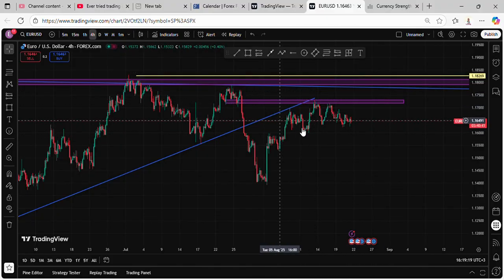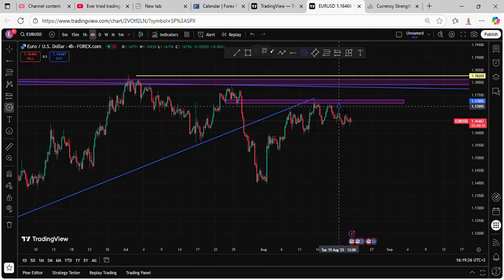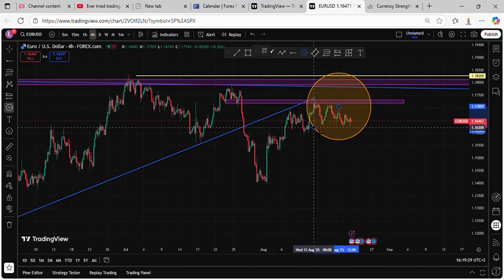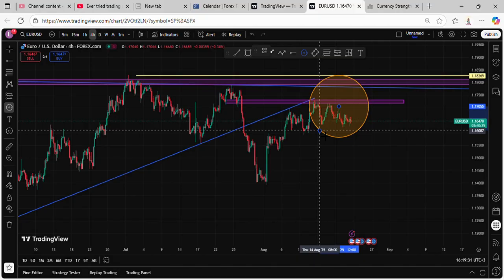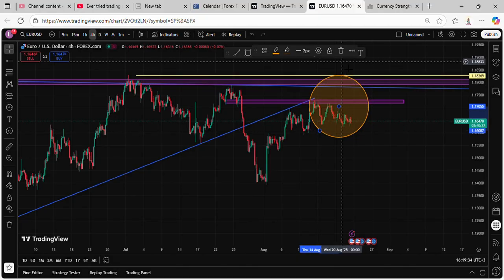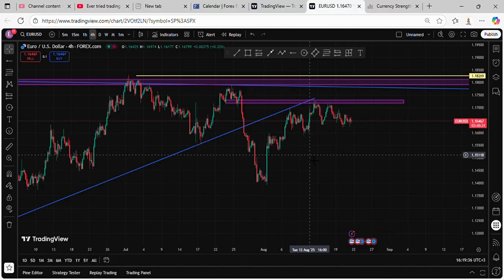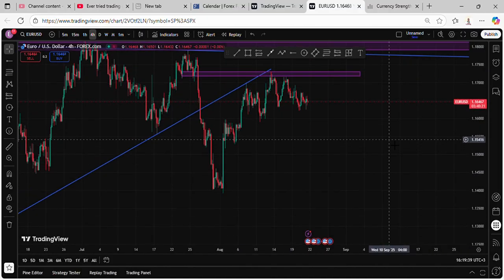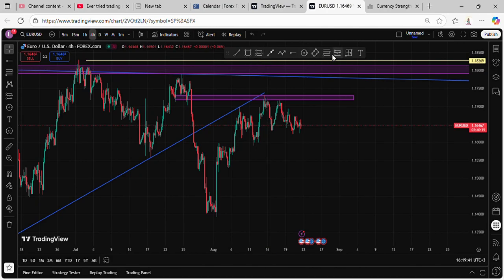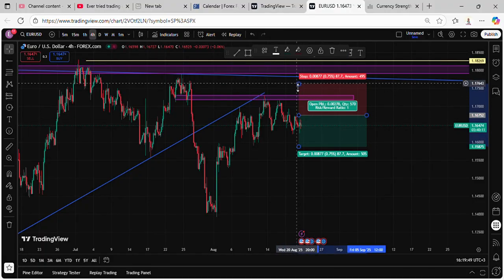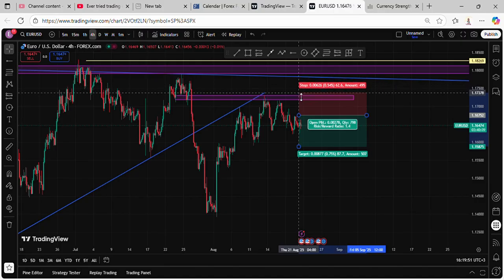But there is a struggle here, you guys. There is a struggle around this region, which by next week the market will decide by itself, where this is going. So possibly my bias is that I'm looking to catch these sells from here, probably around this region.